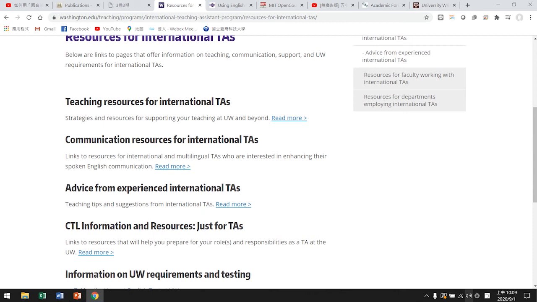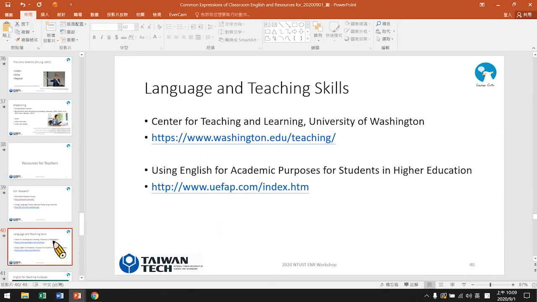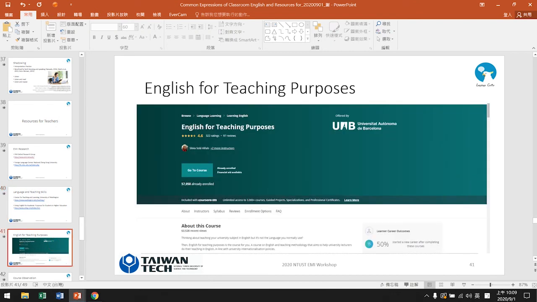So they will encounter some similar difficulties as we do, as non-native speaker teachers do. So you can try this. This is quite complete, actually. Some teaching tips and suggestions, etc. Okay? All right.